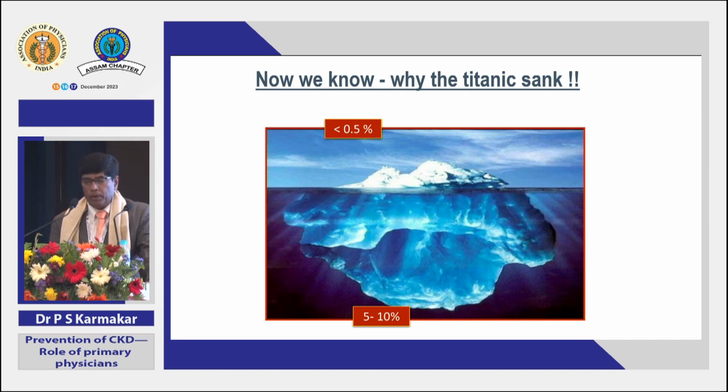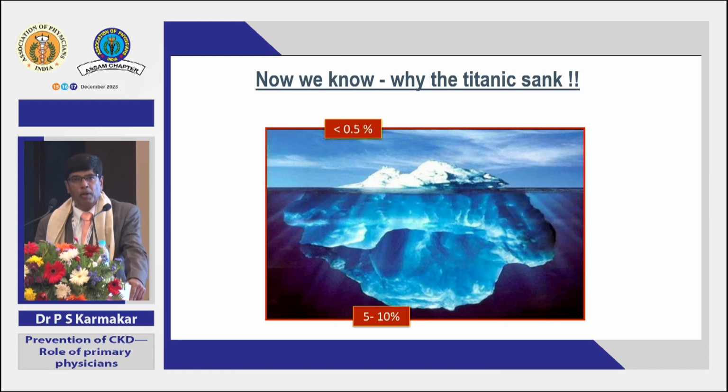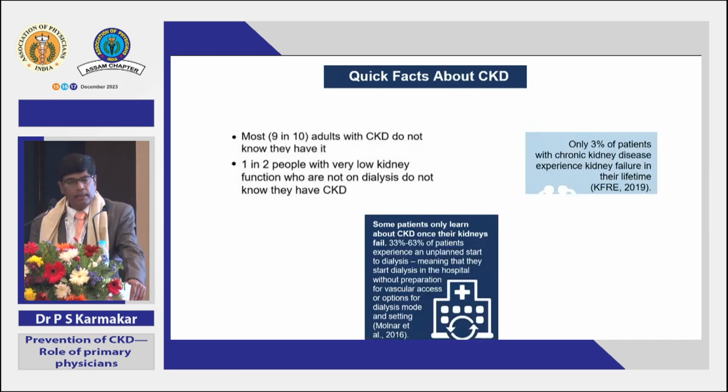Now we know why the Titanic sank, because many important things were unknown, hidden deep under the sea, just like the peak of the iceberg. The same thing is true when we discuss CKD. 9 out of 10 adults with CKD do not know that they have it. And 1 in 2 people with very low kidney function, that means 50%, are really unaware that they have very low kidney function.